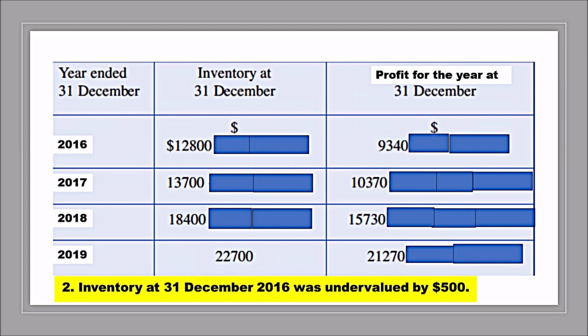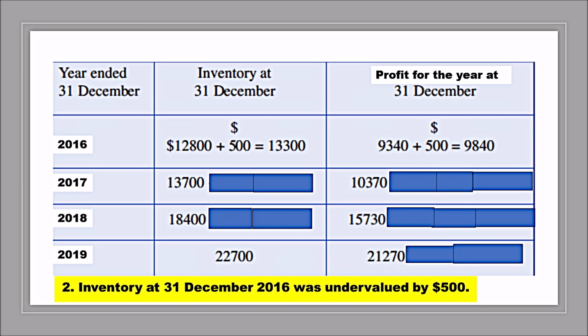Since closing inventory was undervalued, to correct it, we need to add to closing inventory, hence giving a figure of $13,300. And we've seen that when closing inventory increases, profit also increases. Hence, the correction to the profit would be plus $500, giving $9,840.